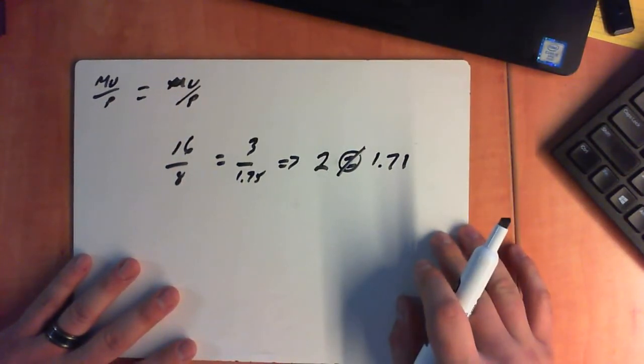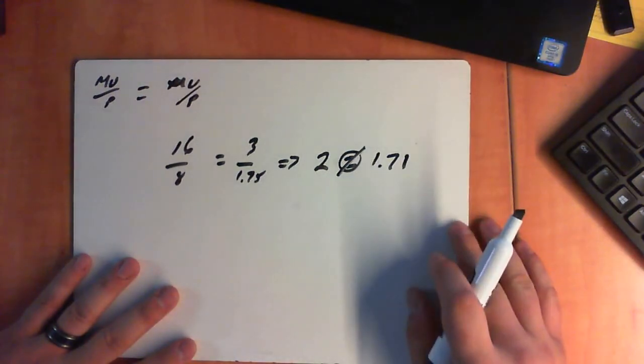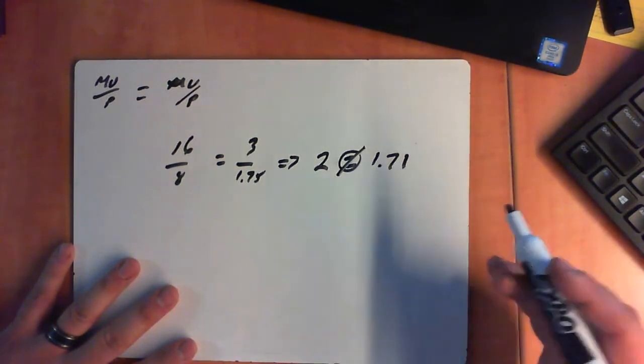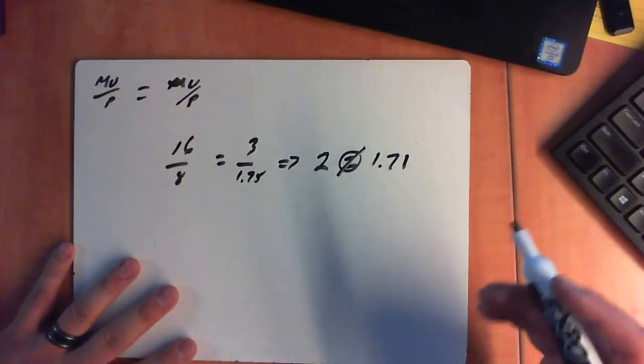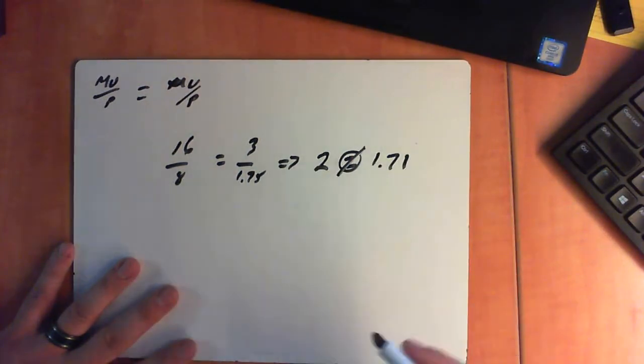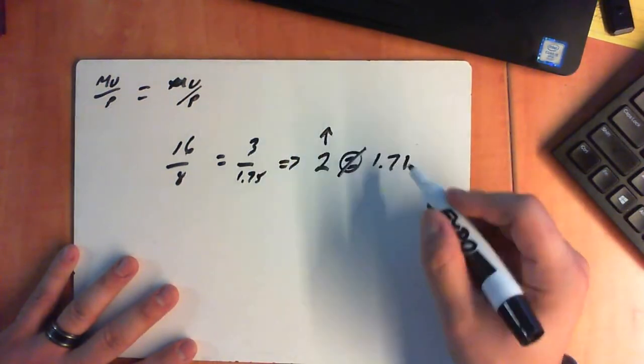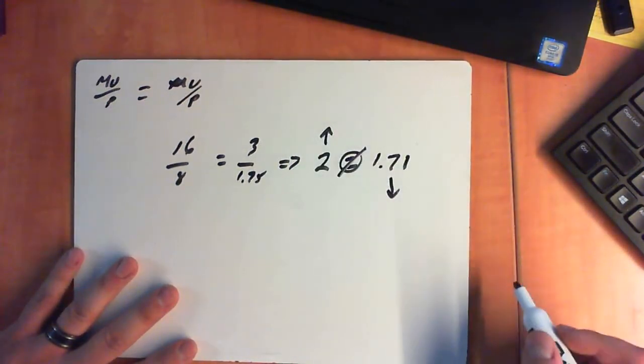So how do we get this to increase? Well, to maximize your utility, we should consume more of what's giving us more utility per dollar. This is a higher number, so we should consume more of this, and we should consume less of B.